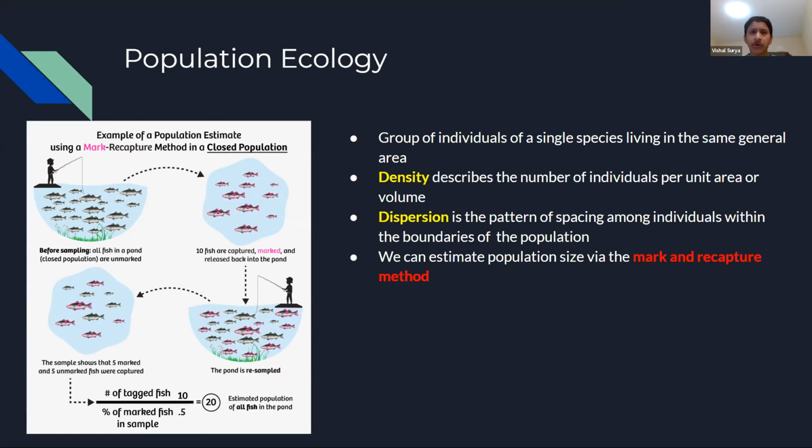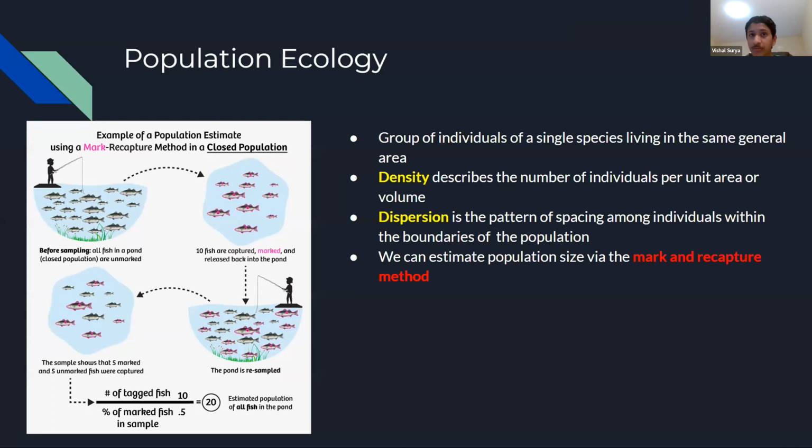Like we talked about earlier, a population is just a group of individuals of a single species living in the same general area. That's really important. If they're asking for the population count of a certain species, don't add other species into that count when you're doing the calculation. Density describes the number of individuals per unit area or volume. For example, let's say there are 5,000 individuals per square mile. That describes the density, or the concentration, of these individuals in the environment.